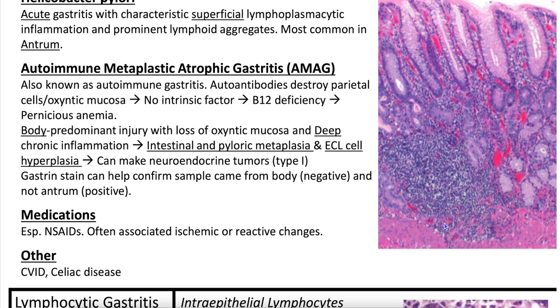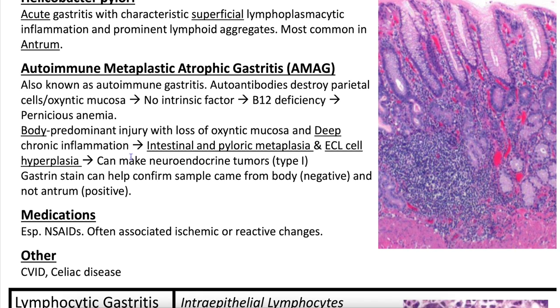Autoimmune metaplastic atrophic gastritis, or AMAG. This is when your autoantibodies destroy your parietal cells, or oxyntic mucosa. The parietal cells are those pink cells that secrete acid and intrinsic factor. And because there's no intrinsic factor, you're going to have a vitamin B12 deficiency, and that's going to lead to pernicious anemia. And if you do a peripheral smear on these patients, you should see a macrocytic anemia, just a tie-in to heme path.